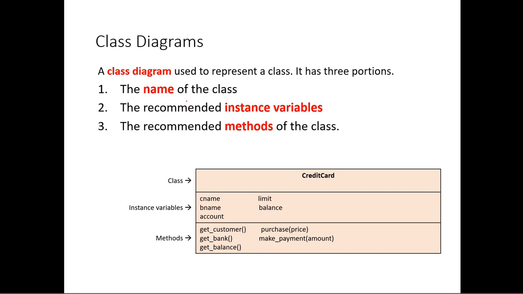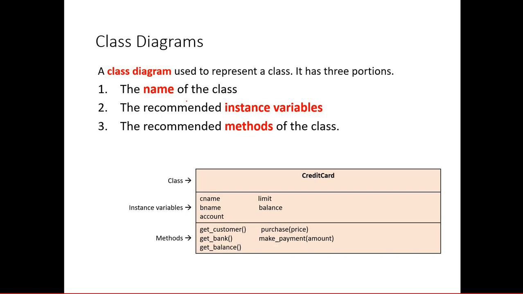Now, when you want to represent classes, there are different notations we use, but a common notation is that before implementing, we can represent a class using a class diagram. In class diagram notation, usually it's a rectangular shape divided into three parts: the class, a set of variables, and a set of methods. The three parts are the name of the class, then instance variables, and the methods.